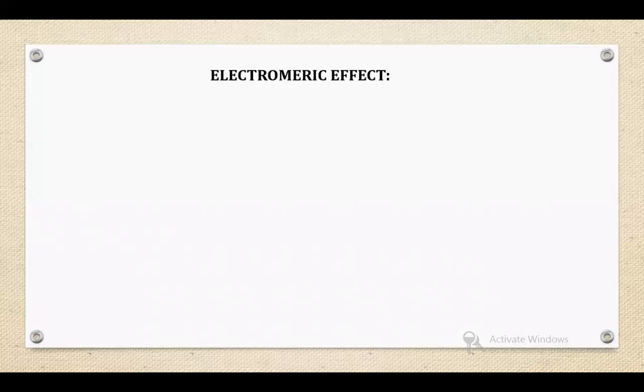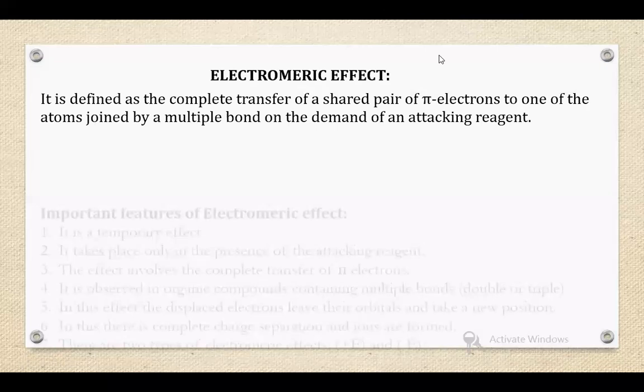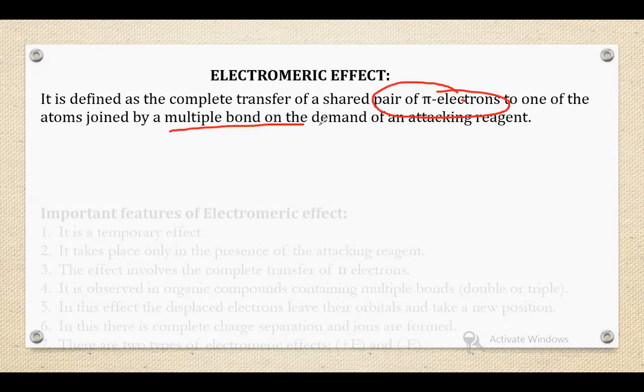There is a transfer of sigma electrons. There is a huge difference between the inductive effect and the electromeric effect. The electromeric effect is a temporary effect. How can it be defined? It is defined as the complete transfer of a shared pair of pi electrons to one of the atoms joined by multiple bonds on the demand of an attacking reagent. We need to understand properly, it is a temporary effect.